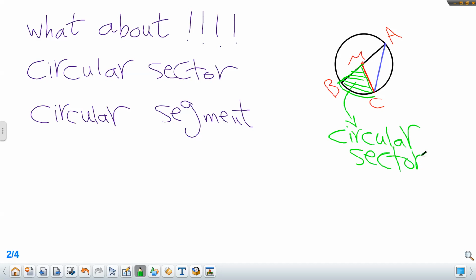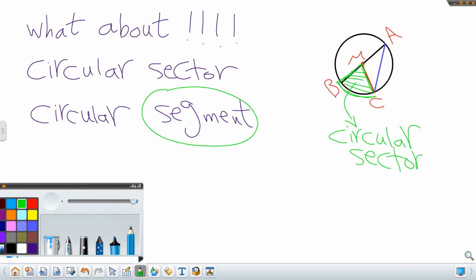So now we can define the circular sector. The circular sector is a part of the circle included by an arc and two radii. But what about circular segments and what's the difference between them?